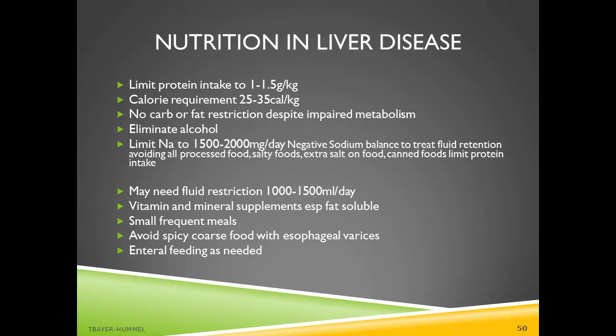Nutrition and liver disease. Limiting protein intake in liver disease to 1 to 1.5 grams per kilogram is an important consideration because it decreases the work of the liver. Calorie requirement is about 25 to 35 calories per kilogram. No carb or fat restriction because this doesn't complicate liver failure despite impaired metabolism. Elimination of alcohol is key.